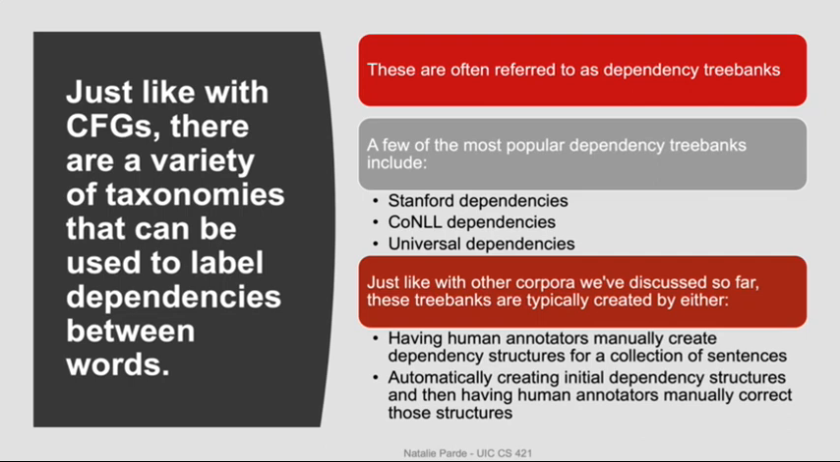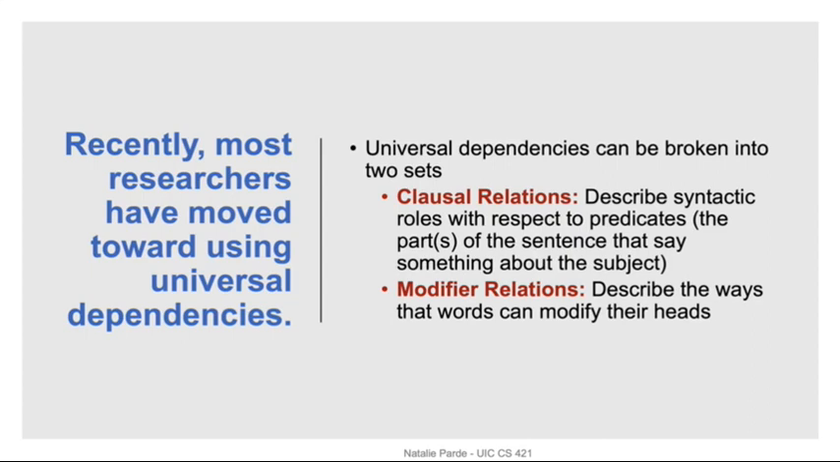Dependency tree banks are time-consuming to create, and just like constituent tree banks are, to build them you need to have human annotators manually create gold standard dependency parses for sentences, or at best, you can have them manually edit automatically created parses. In recent years, the most popular dependency tag set has been the set of Universal Dependencies, and most off-the-shelf dependency parsers will now use these tags as their default output format.